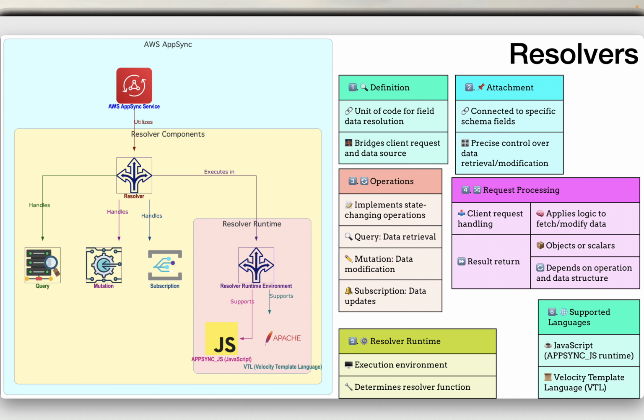AWS AppSync currently supports two languages for writing resolvers. The first one is JavaScript based, which is through the AppSync_JS runtime. This is one option, and the second is Velocity Template Language, which is a templating language designed for embedding logic into text. So currently it supports two resolver languages.